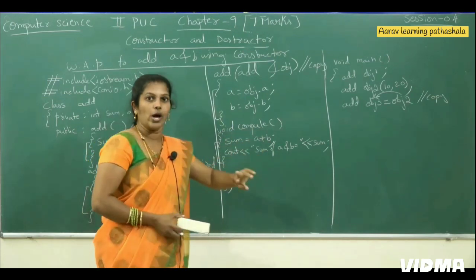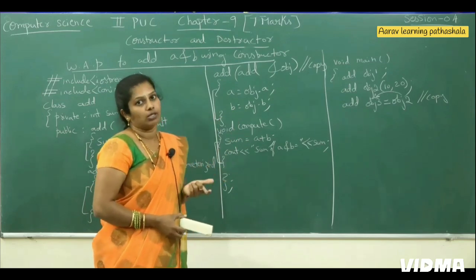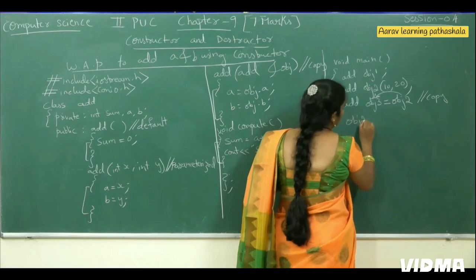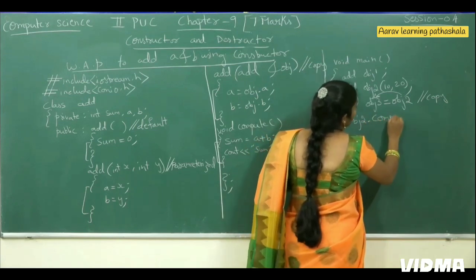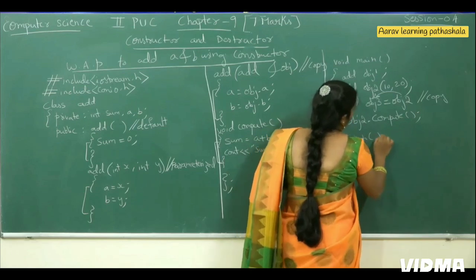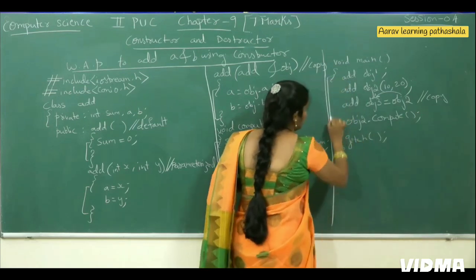Because in both object 2 as well as in object 3, both values are the same only. For example, I take object 2. Object 2 dot compute function. Then getch, close the main program which you opened.